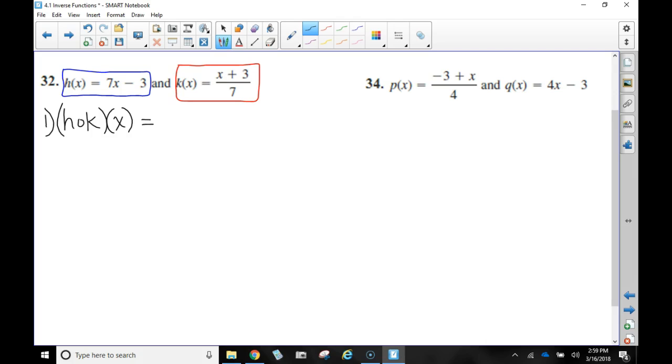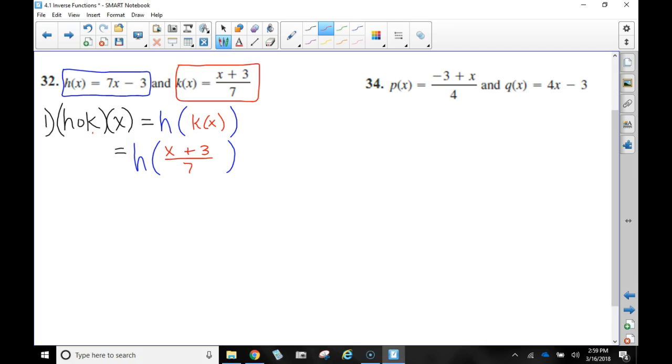Now remember what this means. H composition k of x means our outer function is the h function, and we are going to evaluate that at the inner function, which is k of x. So let's work on this a little bit. We are going to have h evaluated at k of x, which, as it says right up there in the red box, is equal to x plus 3 all over 7.